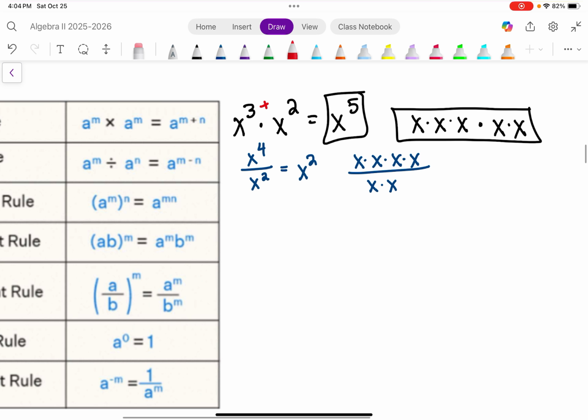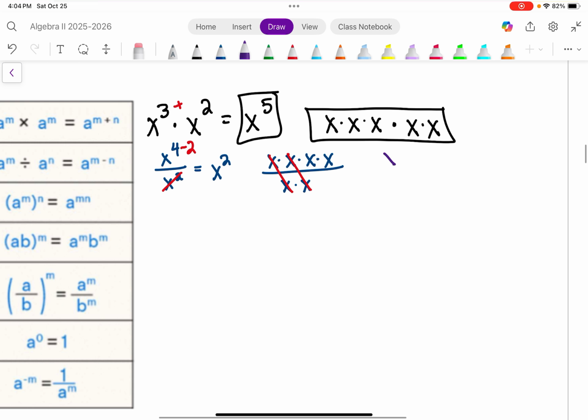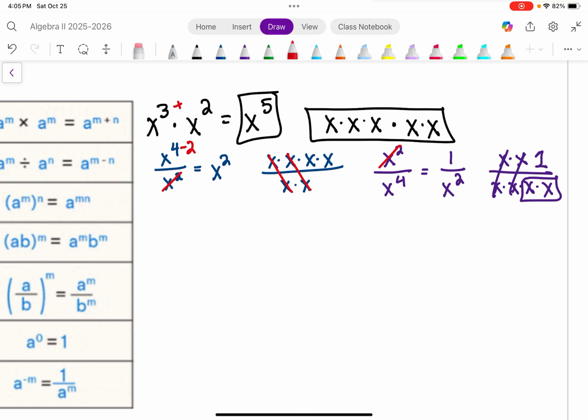Another example is, what if we had it the other way? If we had x squared over x to the 4, that is going to be 1 over x squared. So the reason that it works this way for this one is because we only have 2 x's on top and 4 on the bottom. So when we cancel those out, we still need a placeholder for our fraction. So we are going to put a 1 up there, and then we have the 2 x's that are being multiplied together on the bottom. And that's where we get 1 over x squared. So we took those 2 from the top and subtracted them from the 4 on the bottom.